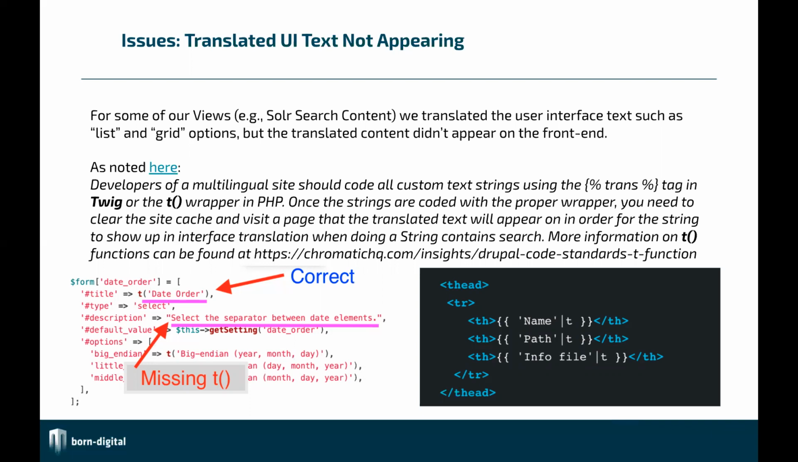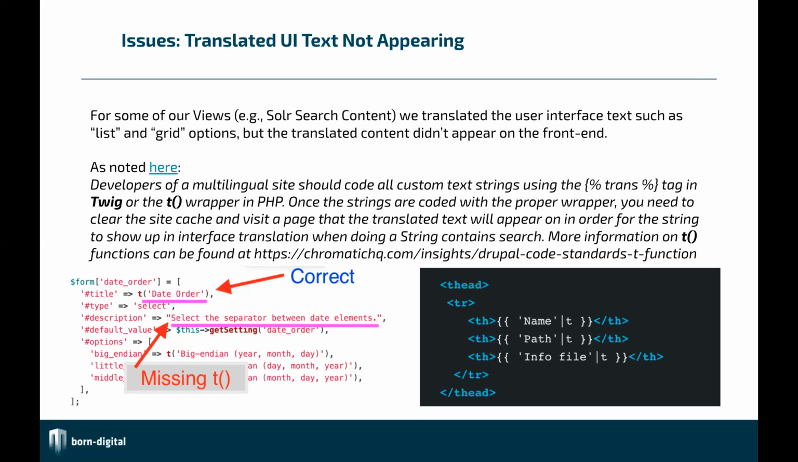Speaking of views, for some of the views, we had some problems with the way they were translating or not translating or not even showing up as translatable different fields. And here is a couple of notes. Like for Solr search content, the user interface text, like list and grid options, didn't appear on the front page at all. We threw a couple of notes and a link in here, so when you get the slides, you're more than welcome to take a look at it.